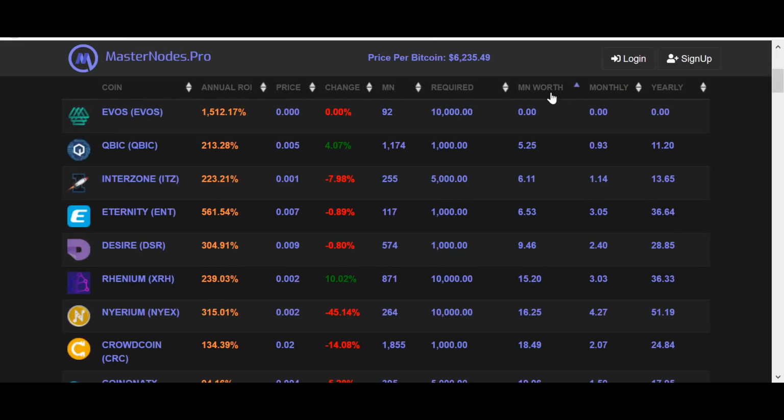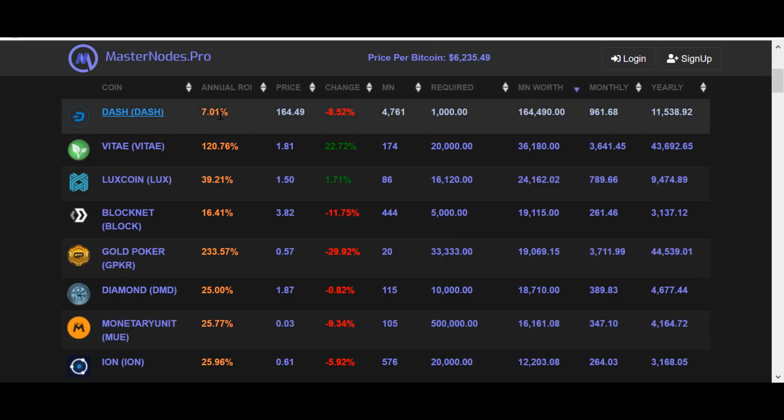Whenever you see this ROI, this is not in Bitcoin. This is not in US dollar value or in euro value. This is in the token. So if it says 7%, that means that's annual. If you owned 100 Dash, you would get 7 Dash over the next year. Now the value of the Dash varies.